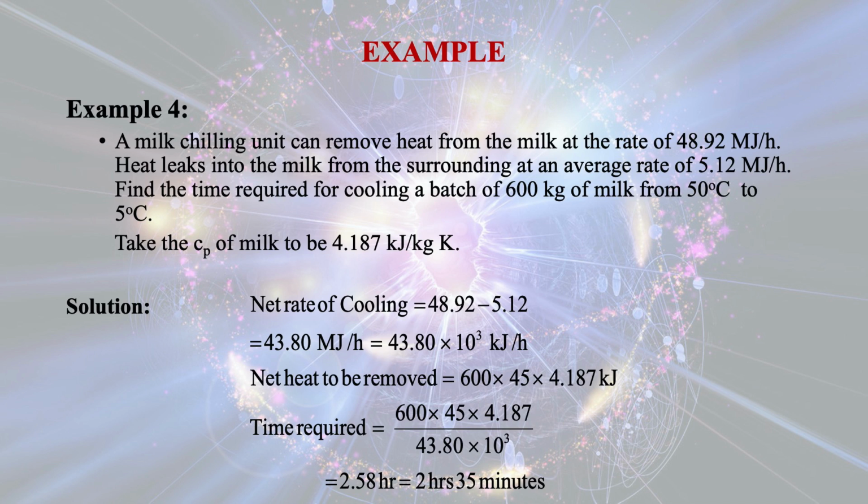So m, the mass, is given as 600 kg, and s, the specific heat at constant pressure, is given as 4.187, and the temperature difference delta T is 50 minus 5, that is 45. So time required is equal to net heat to be removed divided by net rate of cooling. If you put both the values, the final result will come out to be 2.58 hours, that is equal to 2 hours 35 minutes.